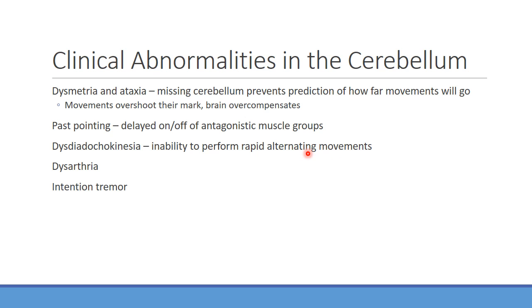So some of the abnormalities that can happen in the cerebellum. I mentioned things like overshoot and that oscillation that can occur, but you can have things like dysmetria and ataxia. Basically, if you were missing the cerebellum, or had some kind of lesion there preventing appropriate function, you would not really be able to predict how far movements are going to go.